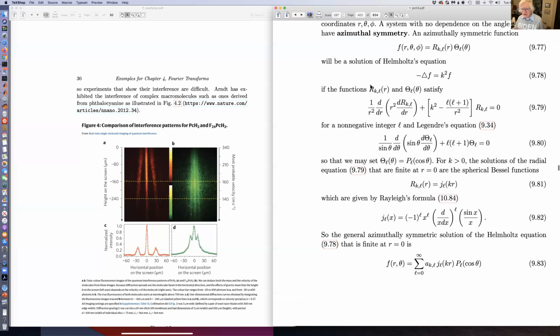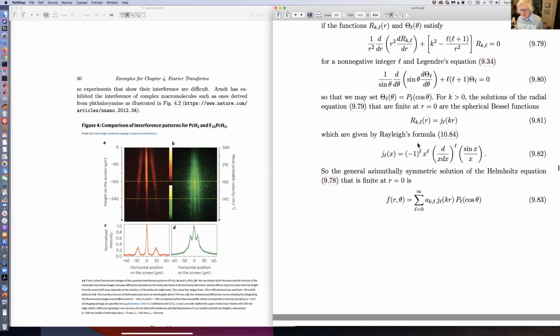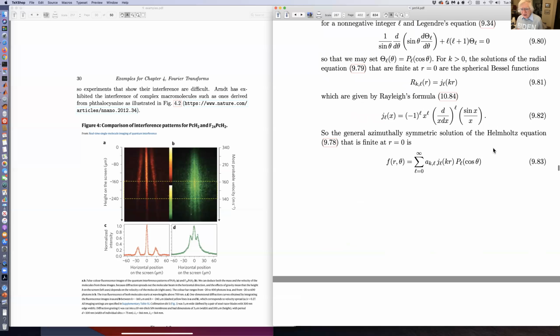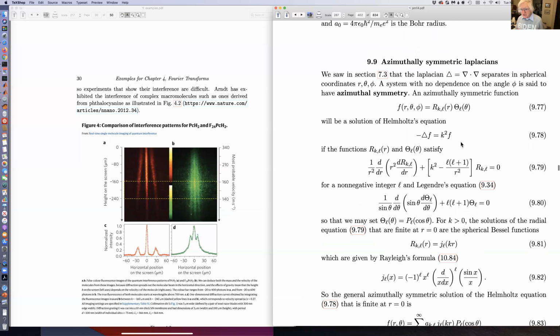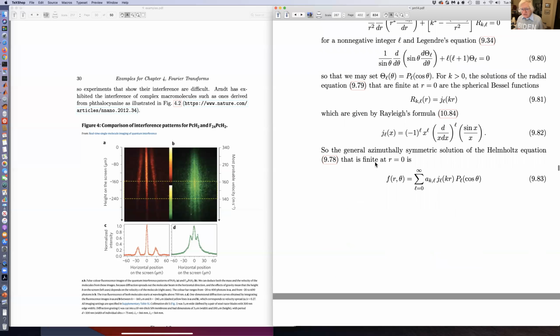So let's see, where was I? Yes, the spherical Bessel functions are quite nice, and Rayleigh, it turns out, derived this formula. And so the general azimuthally symmetric solution of the Helmholtz equation, that's this equation, that's finite at r equals 0 is a sum of this form.